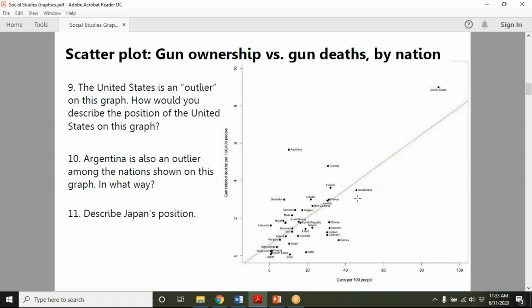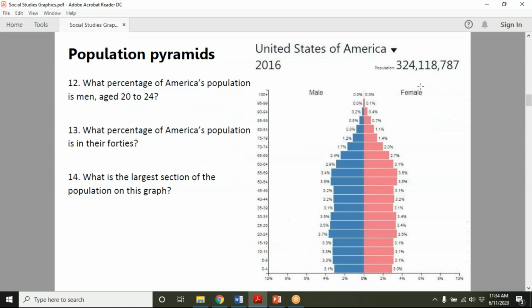You can see trends. You can see, okay, where is the United States? We are unfortunately not only a crazy outlier with like 90 guns per 100 people, but we also have way more deaths, and we are above the average on deaths for the amount of guns that we have. So, that's not a good thing.